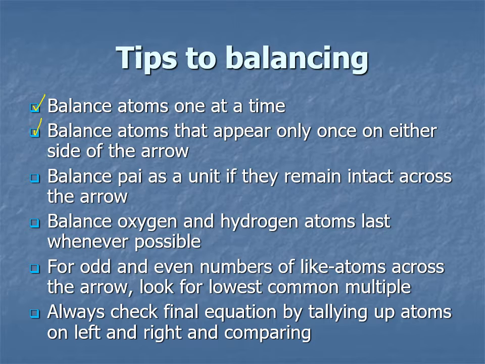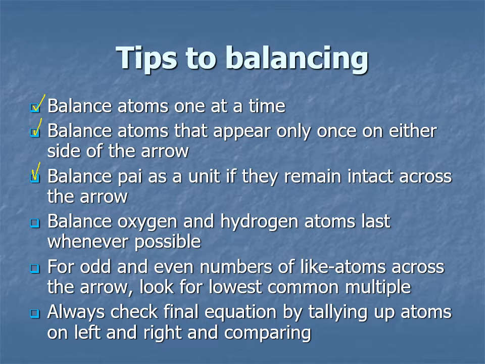Balance atoms that appear only one time on either side of the arrow. Once in a while, you'll have oxygen that appears in two separate compounds on the left or two separate compounds on the right. Other elements can do this, and those are a little more difficult to balance, especially at first. So I would balance other atoms first that only appear once on either side, and then oftentimes you'll find that by balancing those, other things that are mentioned more than once often balance just because of that.